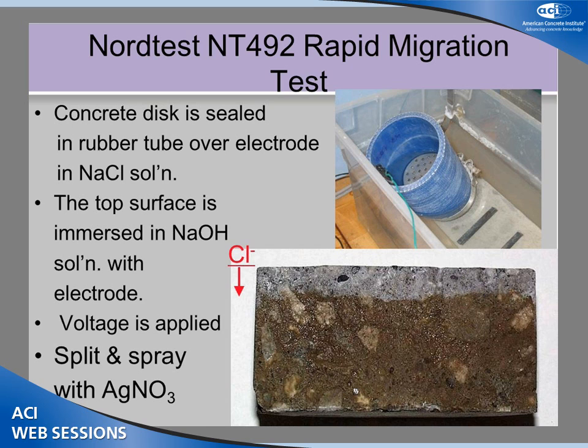At the end of the test, after a fixed period, you split it open and spray it with silver nitrate, and you get a visual cue, because silver nitrate, when it hits chloride in solution, turns to silver chloride and precipitates out as a white precipitate.